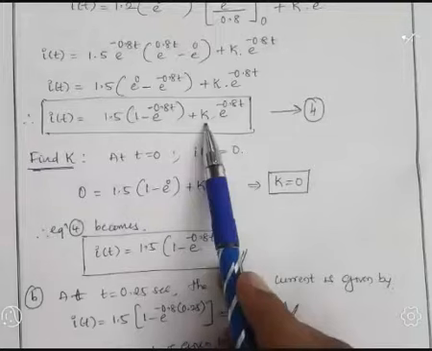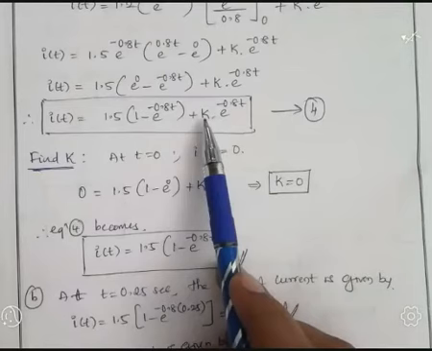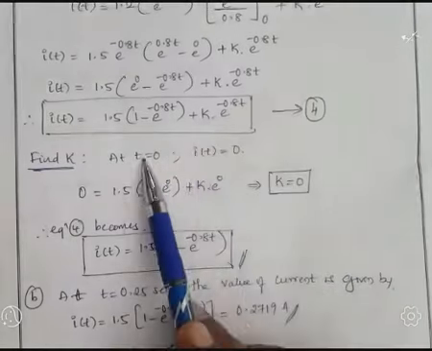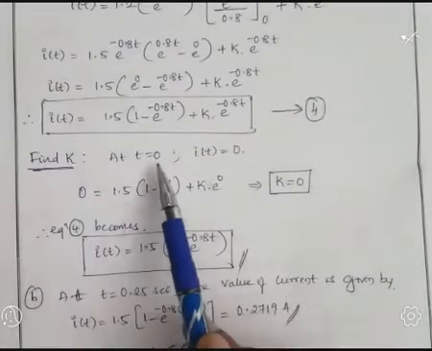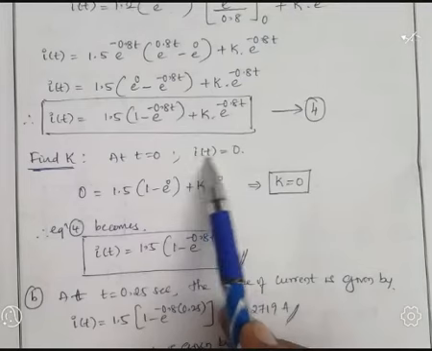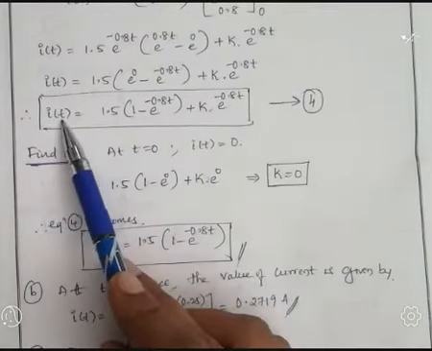Simply substituting t equal to 0. We are calculating the constant value, simply substituting t equal to 0. In the above equation, wherever t is there, substitute t equal to 0. Find the value of k at time t equal to 0. At time t equal to 0 means i(t) is 0. So in our equation, i(t) equal to 0, we have to substitute.